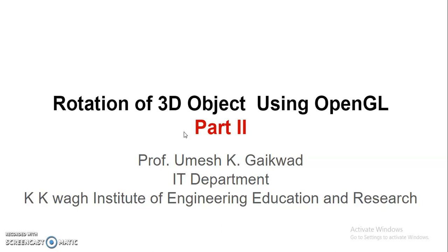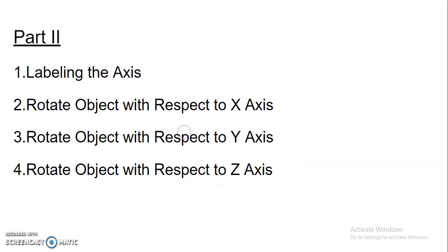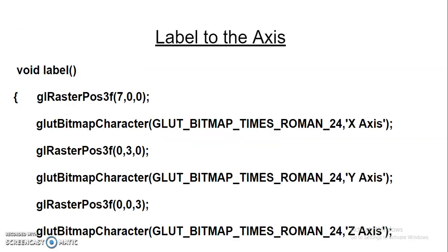In this part 2, we will see the remaining part. The remaining part is to provide labels to various axes and rotate the object with respect to X, Y and Z axis. In the previous part, we have already created X, Y and Z axis. By considering the same configuration, we will provide labels to the axis.